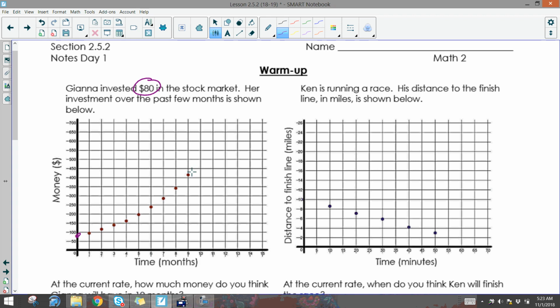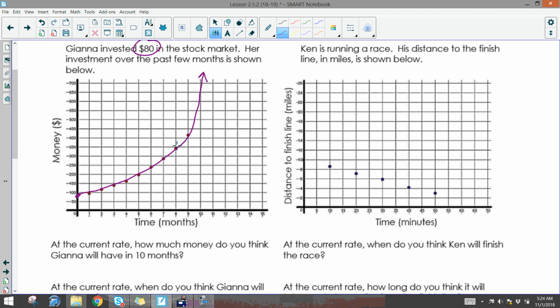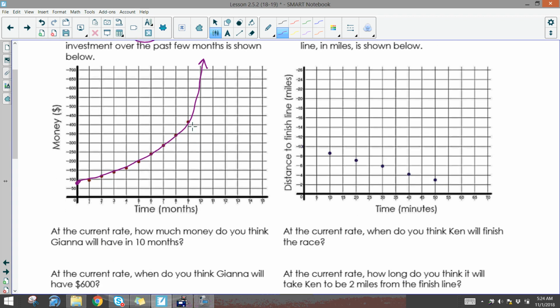Now, we stopped after 9 months. But remember, lines of best fit are all about taking data points and creating a graph with them. So if we were to continue this graph, if we were to connect the dots, it looks as though our graph would look something like that. So it's looking kind of like an exponential graph. And this says, at the current rate, how much money do you think Gianna would have in 10 months? Well, because this is just analyzing and guessing, based on the line that I drew, I would go to 10 months and say, oh, okay, she probably would have, I don't know, about $650.